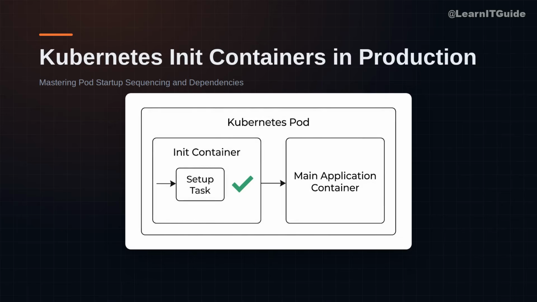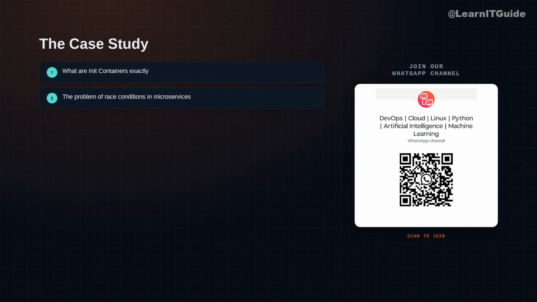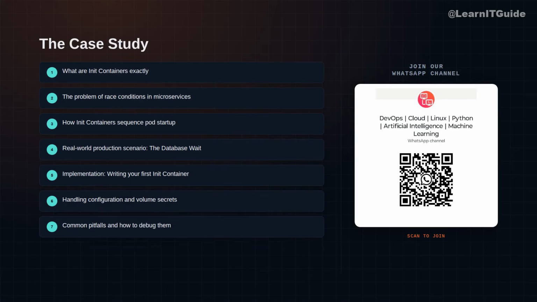Let us dive into the mechanics of init containers, how they solve real-world startup problems, and how to use them effectively in your cluster. Specifically, we will cover what init containers actually are, the problem of race conditions in microservices, how they sequence pod startup, and the real-world production scenario involving database dependencies. We will then walk through the implementation, configuration patterns, and common debugging pitfalls. Watch the full video without skipping any content to understand it better.